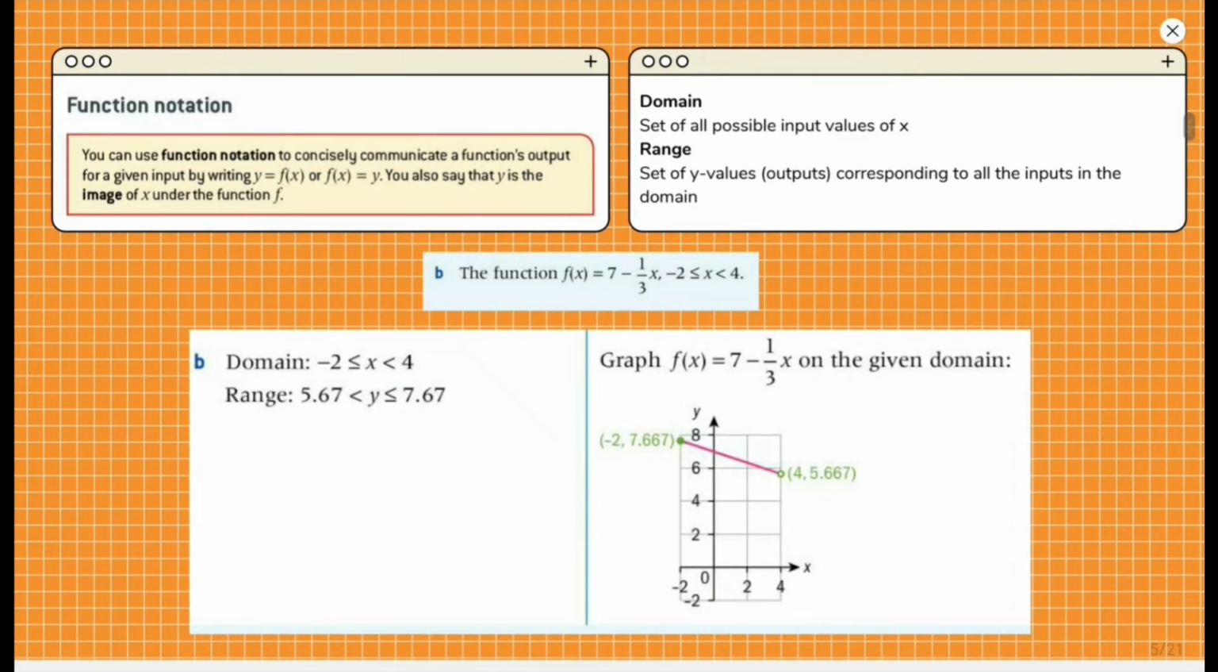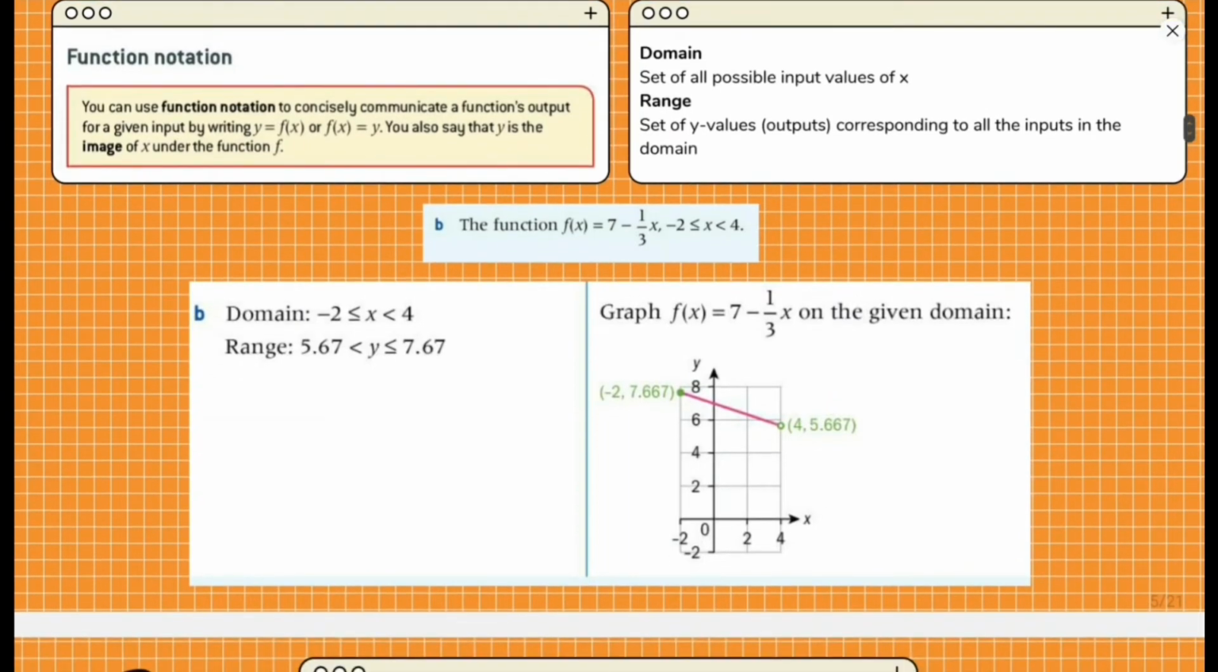The second part is function notation. How do we write a function? Easily, we can write a function by giving it y equals f(x), or f(x) equals y. Or you can also say that y is the image of x under the function f. So in function notation we have two values. The first one is the domain and the second one is the range. Domain is the set of all possible input values of x, while range is the set of y values, the outputs corresponding to all the inputs in the domain.